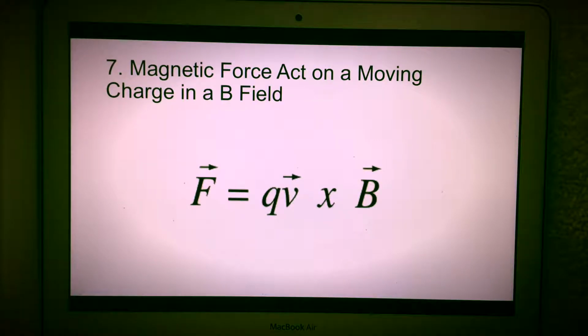Number 7, magnetic force acts on a moving charge in a B field. B is the magnetic field. We can use this formula, which is really popular in the AP Physics 2 test, so we always use it. Force equals Q v times B. Q is the charge, v is the velocity of the particle, and B is the magnitude of the magnetic field.